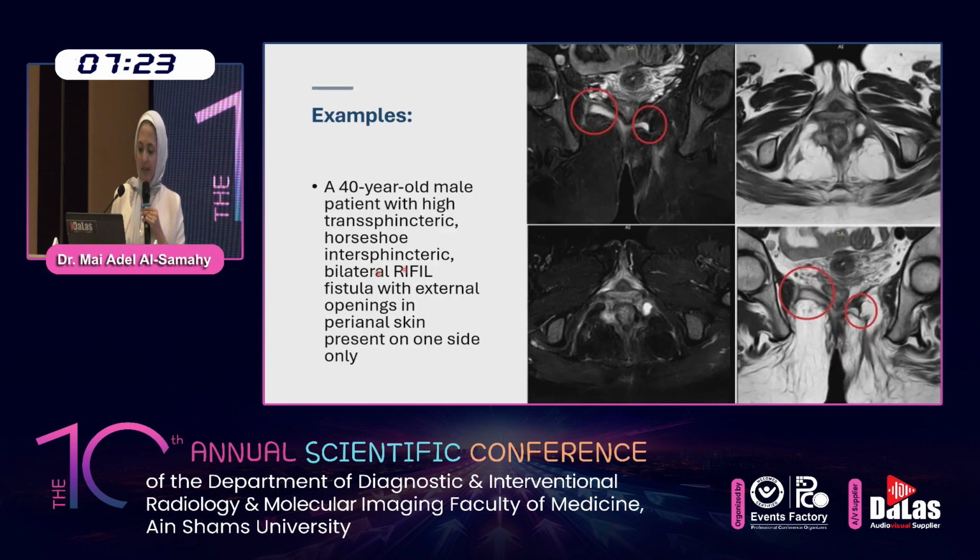This is another example of a 40-year-old male patient presenting with such a complex fistula. He has a transsphincteric fistula tract with a horseshoe component traversing to the opposite side and bilateral rifle components. These are the bilateral rifle components marked by the circle. As you see here, there is totally no line of separation, no fat between the muscle fibers and the collection here.